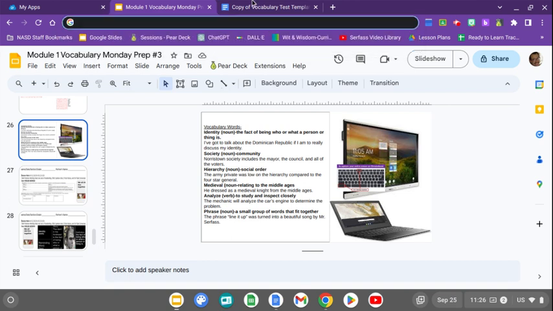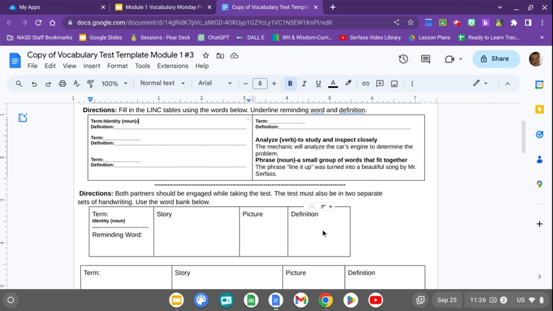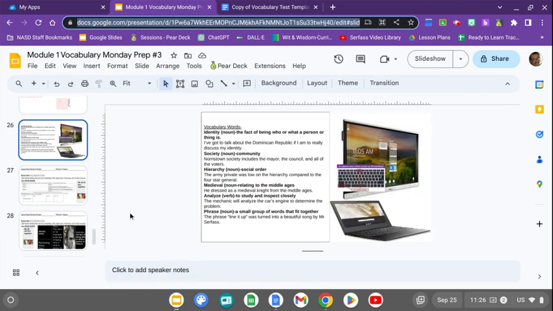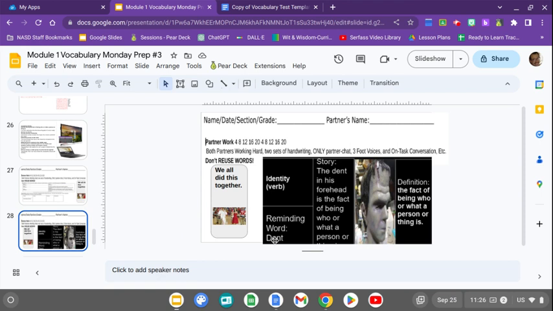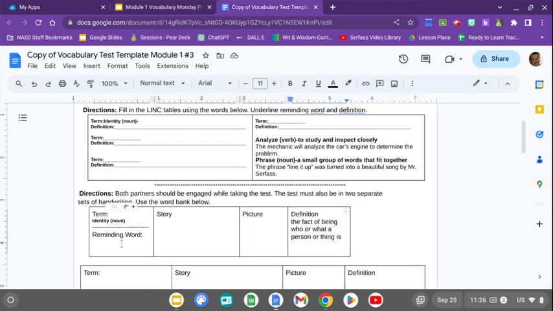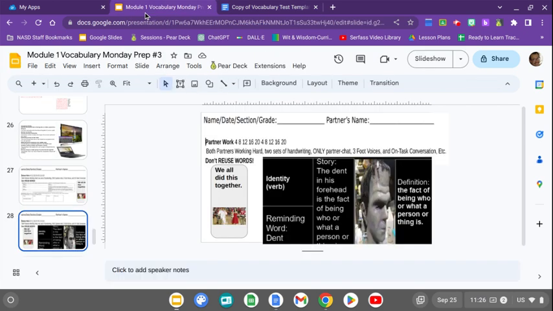And I'm going to take that definition. I'm going to put it right over here in the definition. Boom. The reminding word looks like we got the word dent. So I'm going to put for the reminding word dent. And then finally, what did we put for our linking story? Well, it's got the word dent and it's got the definition in there.